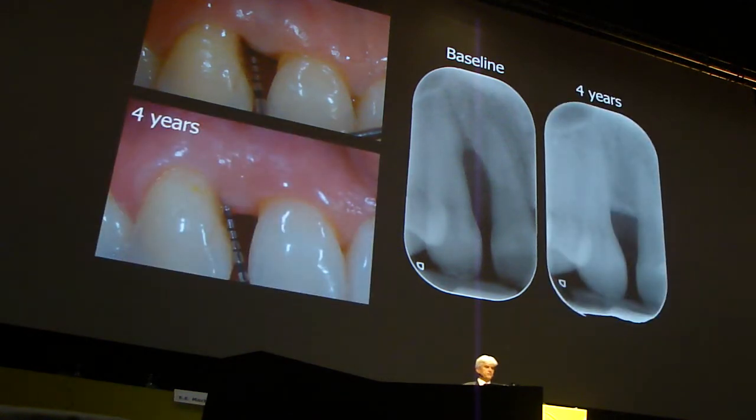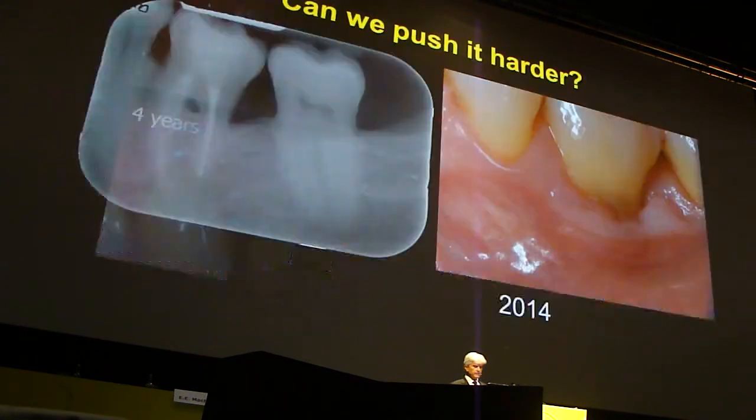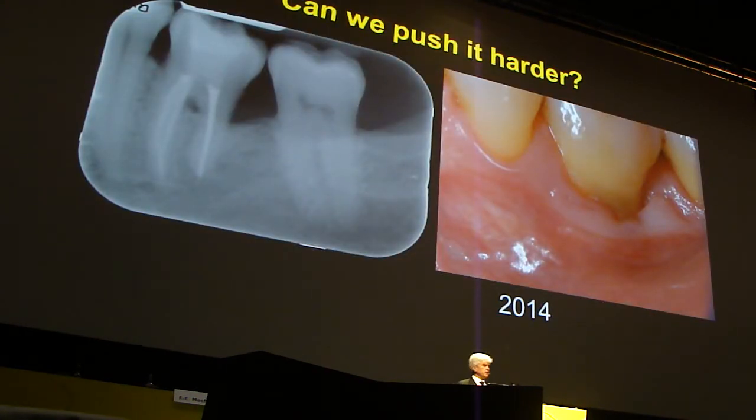We have the case after 4 years. And this is the potential of this flap without any periodontal regenerative material in. We have seen the clinical performances of this flap, and what we have seen is that this kind of approach is giving as much clinical attachment level gain as the same approach with added regenerative materials. Can we push it harder?